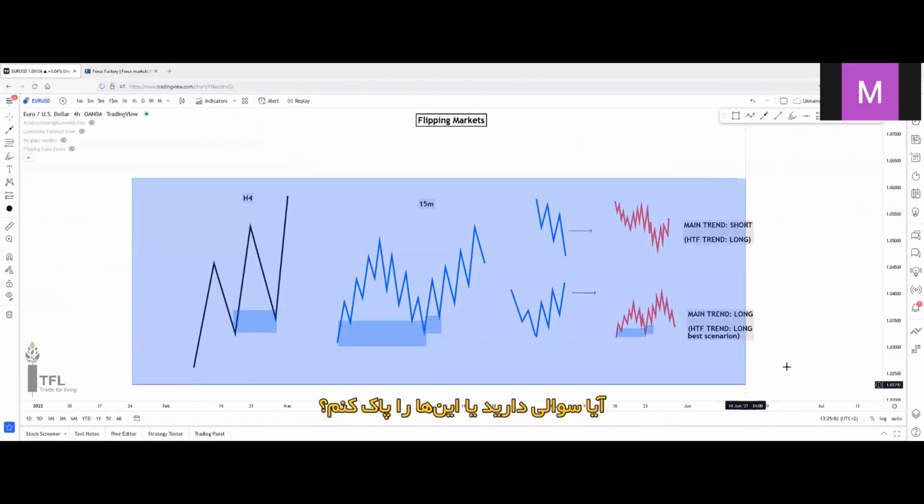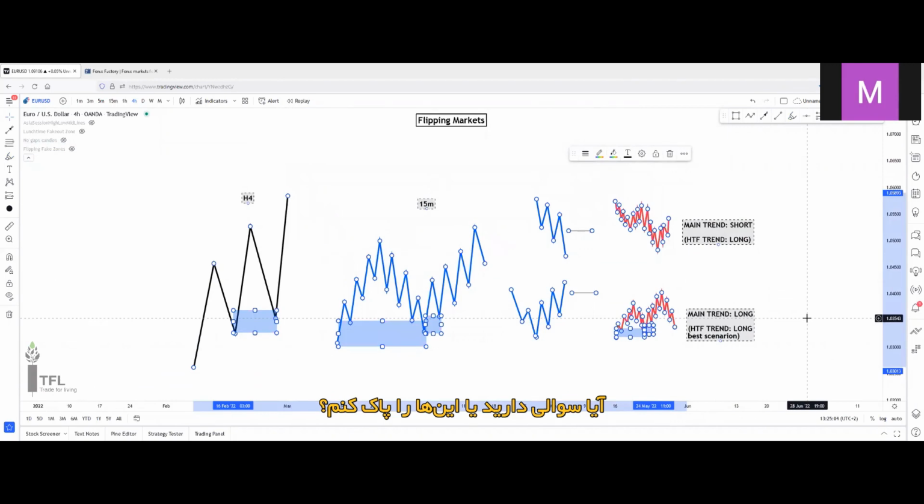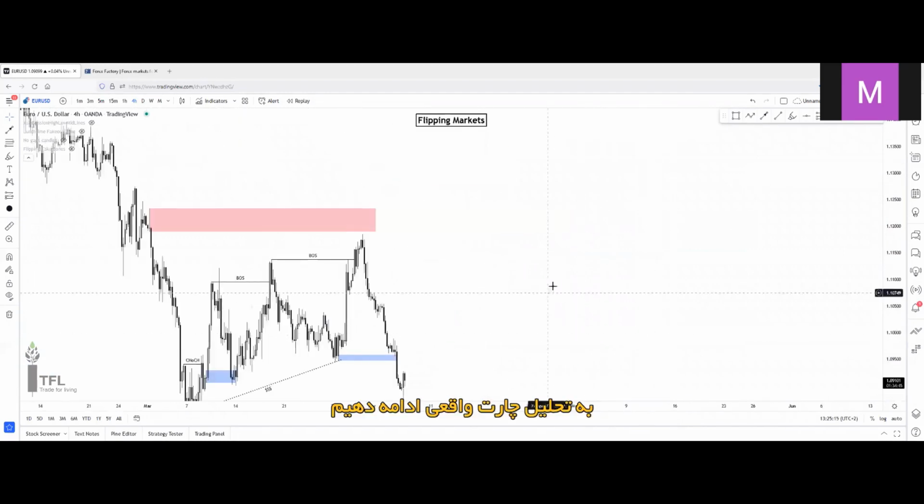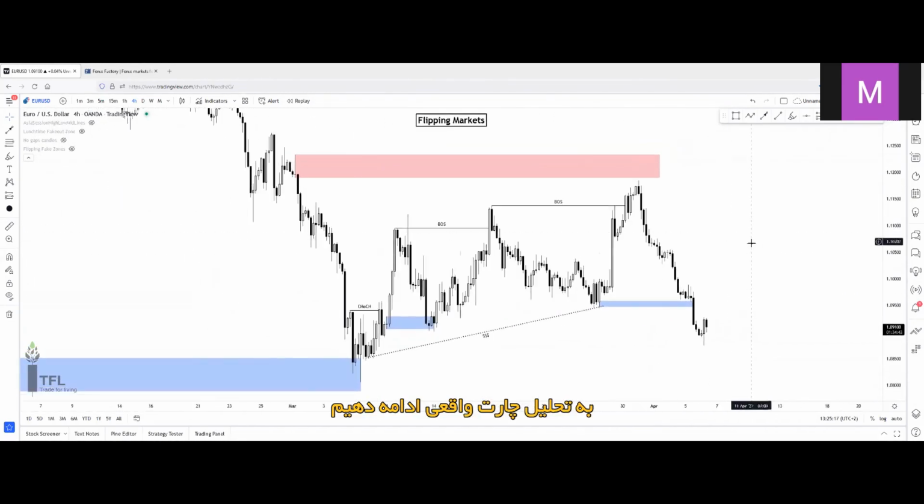Perfect. So any more questions about this, or I can delete all of this from the chart? Can I delete it? Okay, I will delete it. Yep. And let's just move on with the real chart analysis.